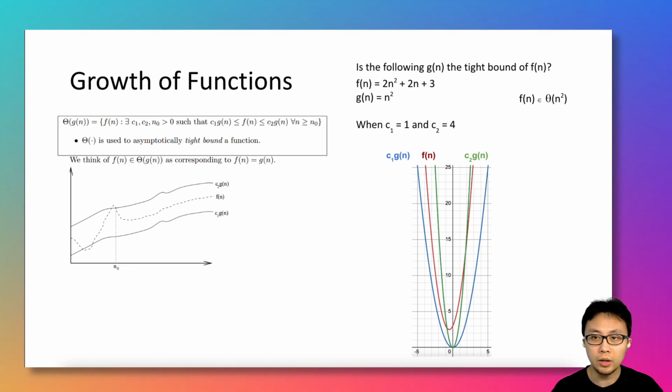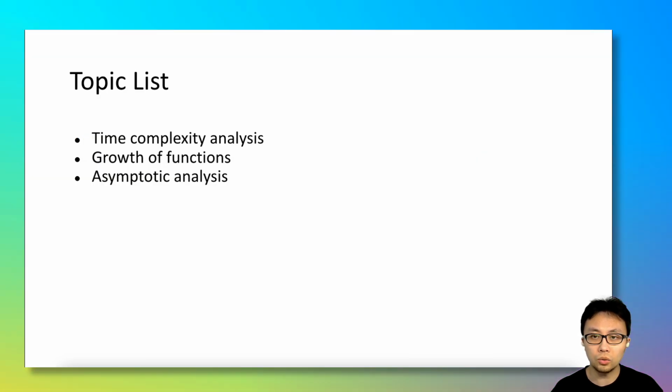Now, we have wrapped up all the definitions of upper, lower, and tight bounds. We are done with the growth of functions. We will move to asymptotic analysis next. So what's asymptotic analysis about? It's about combining what you have learned from the last two lectures and this lecture.